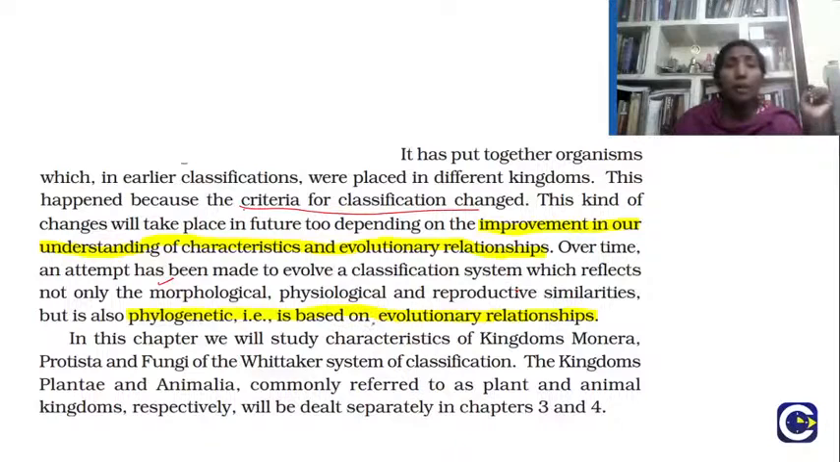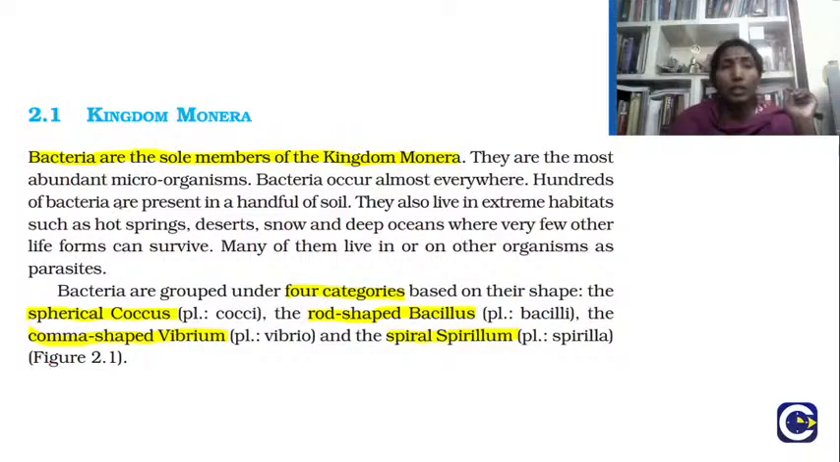What is phylogenetic? Based on the evolutionary relationship. So in the chapter we will just see about Monera and other stuff, Protista and all. So coming to kingdom Monera, when I say the word Monera, the bacteria are the sole members of the kingdom Monera, because they are most abundant microorganisms and they are found almost everywhere. இல்லையா? Hundreds of bacteria present in a handful of soil.